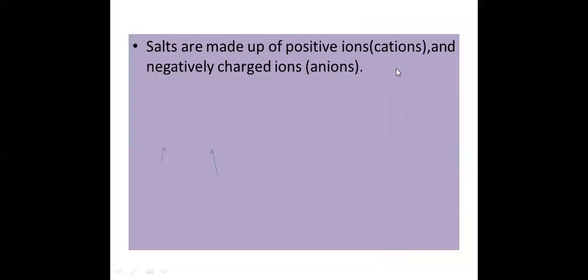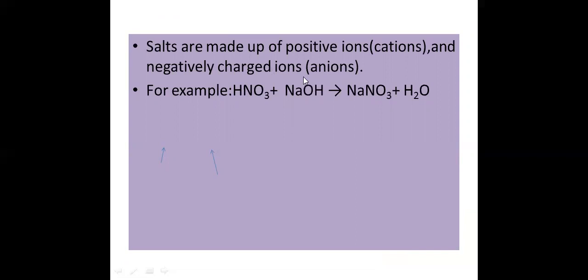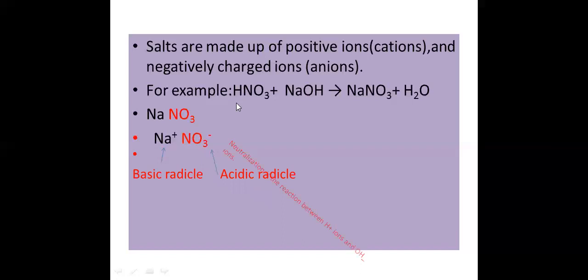Salts are made up of positive ions and negative ions. Positive ions are called cations and negatively charged ions are called anions. For example, nitric acid when reacting with sodium hydroxide will form sodium nitrate and water. Sodium nitrate has two ions, positively charged sodium ion and negatively charged nitrate ion. Positively charged ions, cations, are called basic radicals because basic radicals are obtained from the bases, sodium hydroxide, so sodium. And the nitrate ion is called the acidic radical. Acidic radicals are obtained from the acid like nitric acid. So they are called basic radicals and acidic radicals.